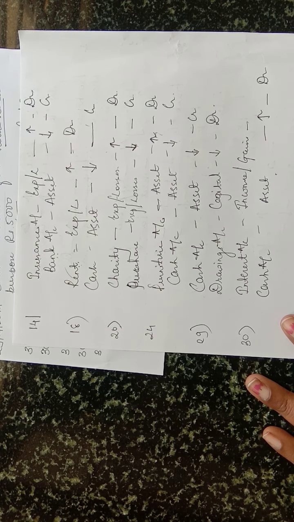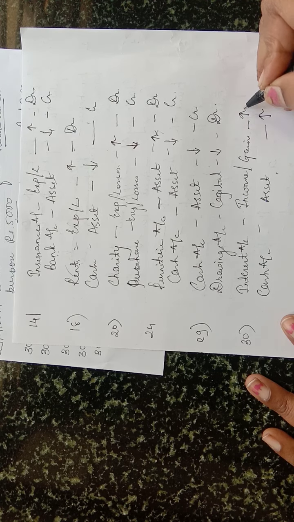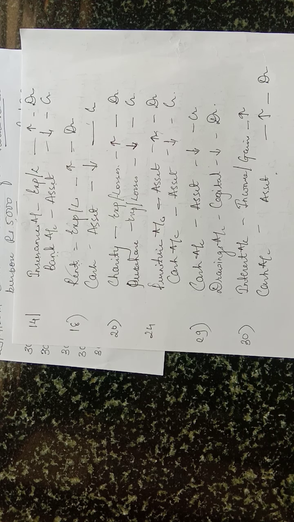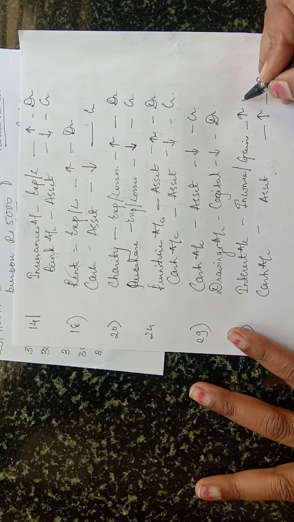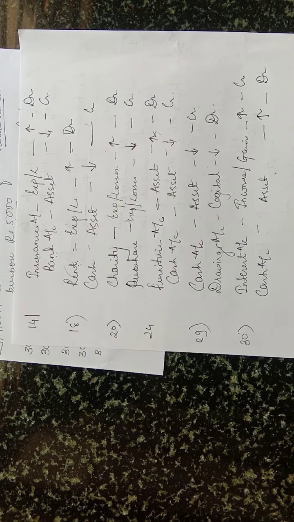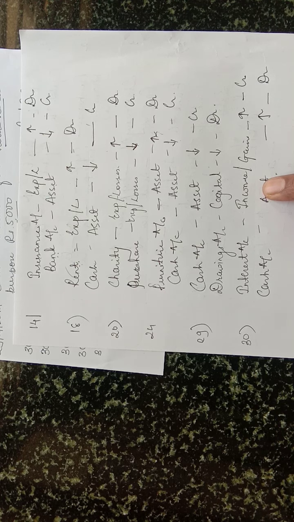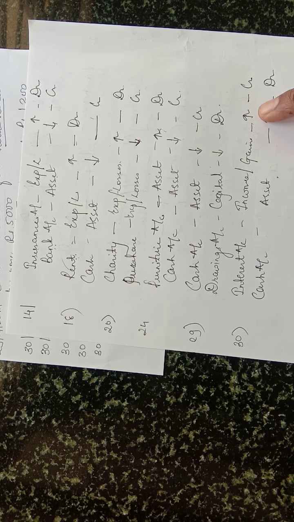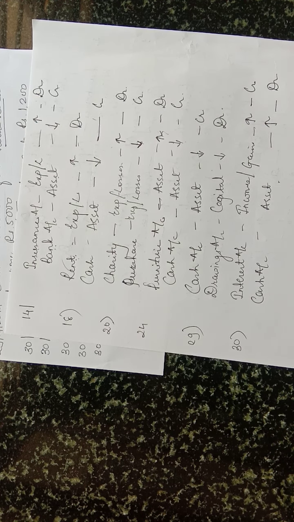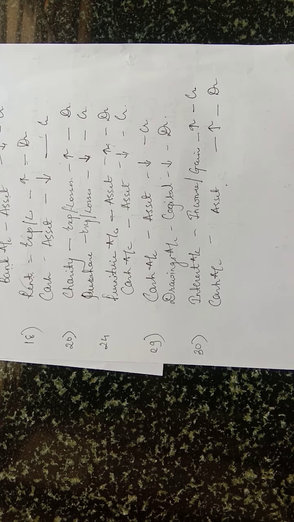How? See, your income is increased when you receive your interest amount. So your income is increased. Increase in income is credited. Apply the rule of debit, decrease in income and gain, credit, increase in incomes and gains. So credit. So what is the journal entry?